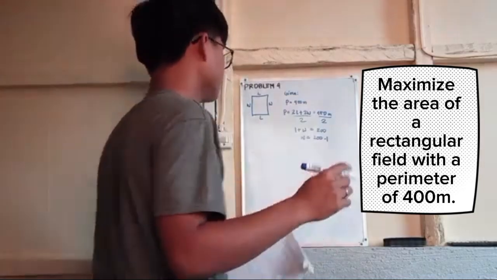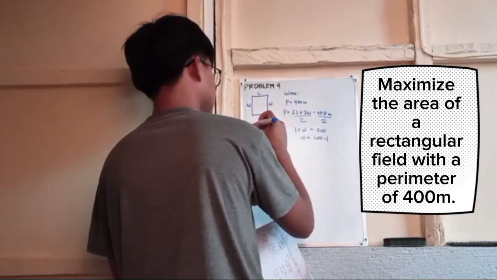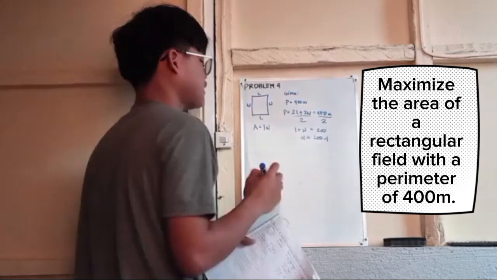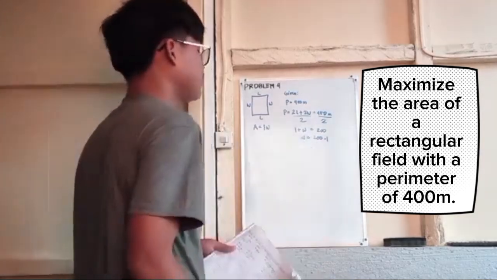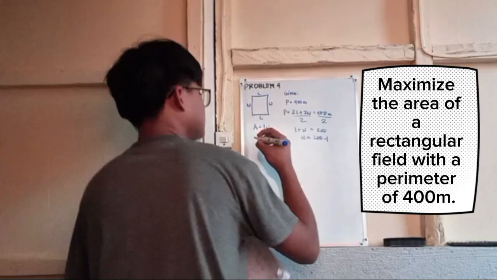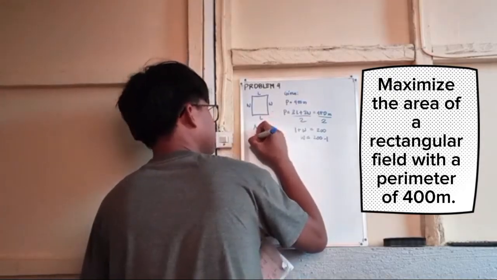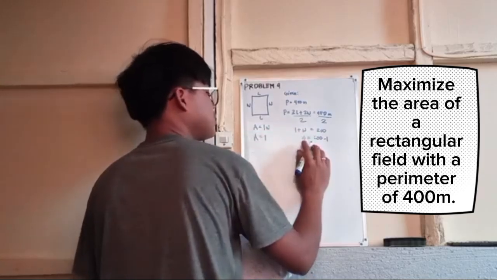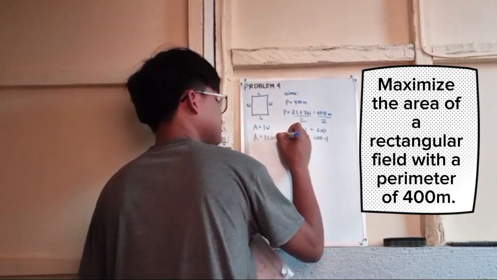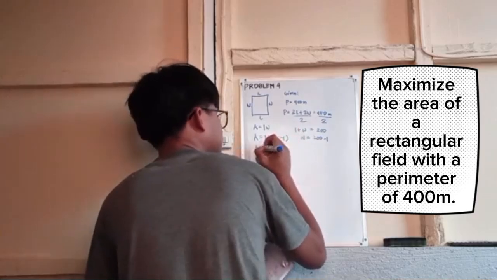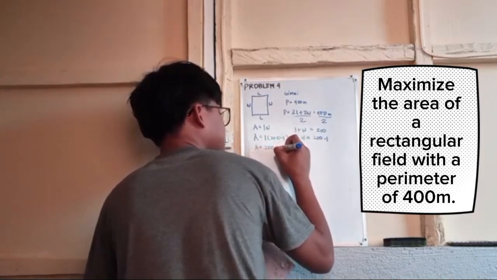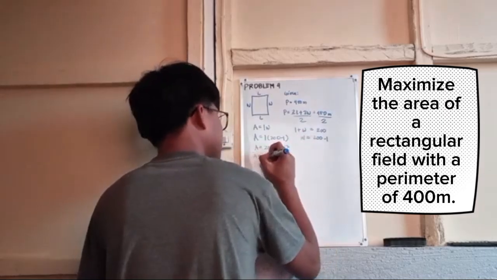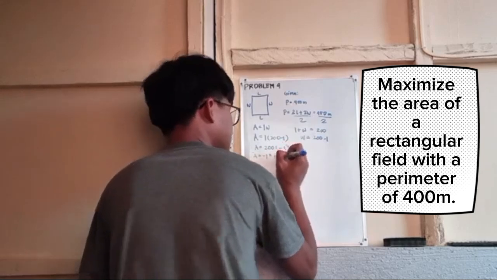Then the area of a rectangle is equal to length times width. We will substitute the width into the formula of area. So L, substitute the W, which is 200 minus L. Then solve. We will get 200L minus L squared. Arrange this: negative L squared plus 200L.